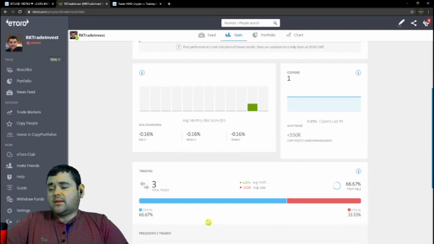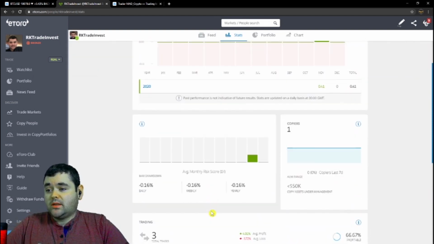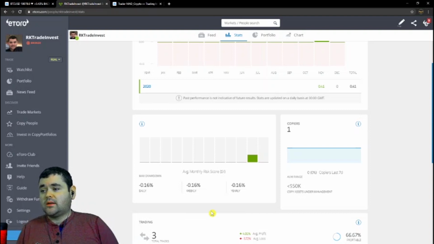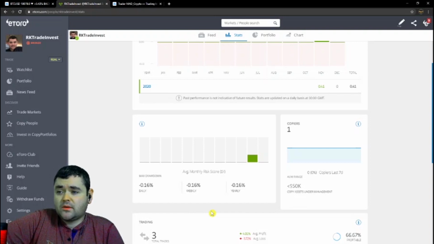Like I said, one of the biggest things that attracted me to eToro was their copy trader function. It's a very transparent program. You can see all the traders, and people can see what trades you're making. It's extremely transparent, probably the most transparent trading program out there, and that's because of the copy trader function.